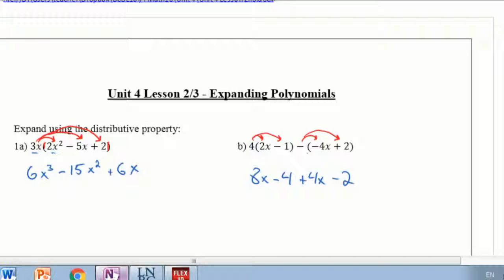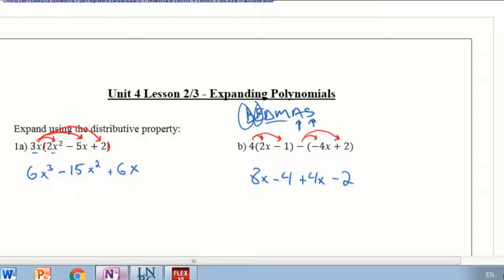Now, once I've distributed that -1 through the second set of brackets, I've done all my multiplication. So if I'm following BEDMAS, I've done my brackets, I don't have any exponents, done my division, multiplication. So now I'm at addition and subtraction. So what I'm doing is I'm going to combine my like terms.